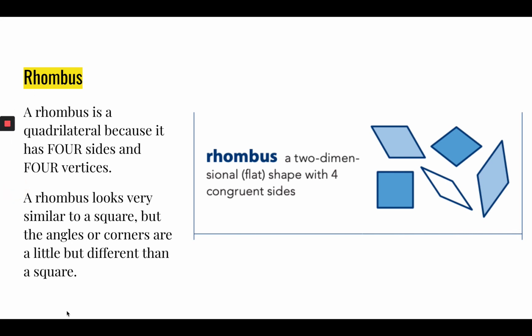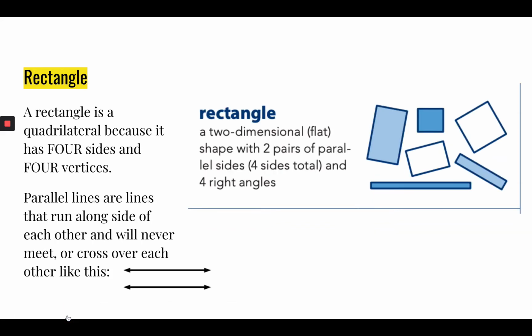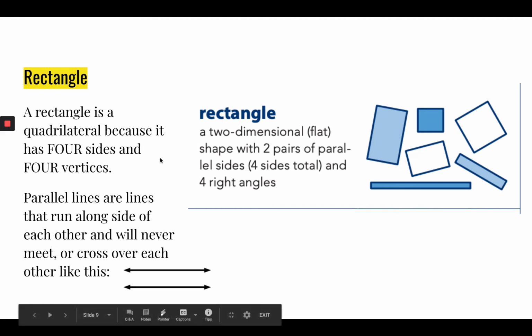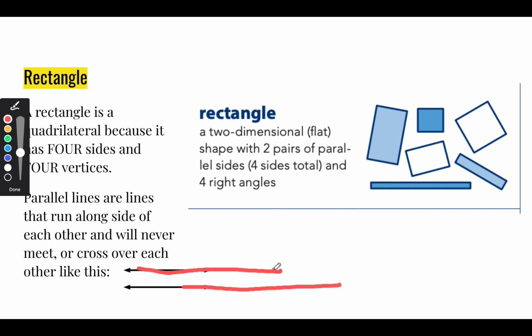So the next quadrilateral we're going to be looking at is a rectangle. So a rectangle is a quadrilateral, remember, because it has four sides and four vertices. So a rectangle has two pairs of parallel sides, which makes it four sides total. So parallel sides are or lines are lines that run alongside of each other and will never meet or cross over each other. So if you take a look at this example of parallel lines, if I kept this line going on and on and on and on, it would never touch that bottom line. That's why it's parallel. They would never cross like this.